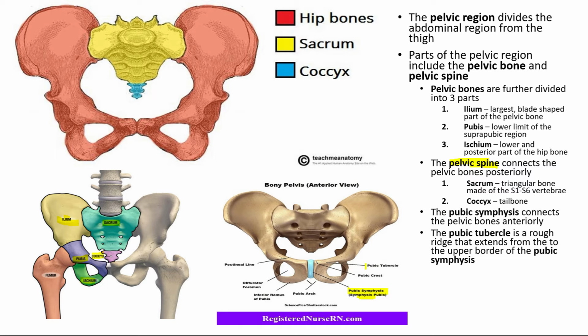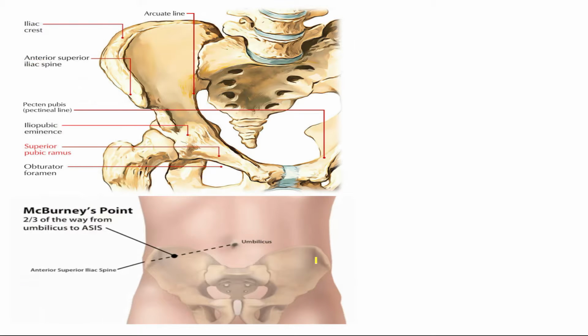The pubic tubercle is going to be this ridge right here, and it's a rough ridge that extends to the upper border of the pubic symphysis. And between the pubic symphysis and the pubic tubercle is going to be the pubic crest, and this is going to be the attachment of the rectus abdominis and the external oblique.